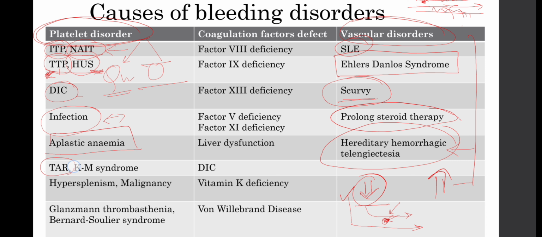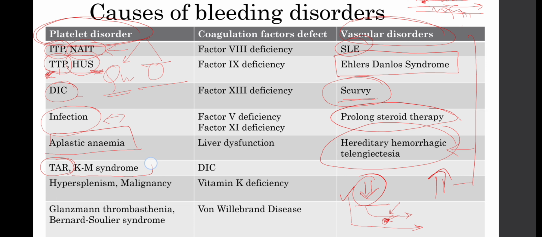TAR syndrome, that means there is an increased consumption of the platelet, as TAR means thrombocytopenia absent radius. The child has absent radius bilaterally, and also there is thrombocytopenia, and the thrombocytopenia is due to the consumption of a larger amount of platelets in the body.